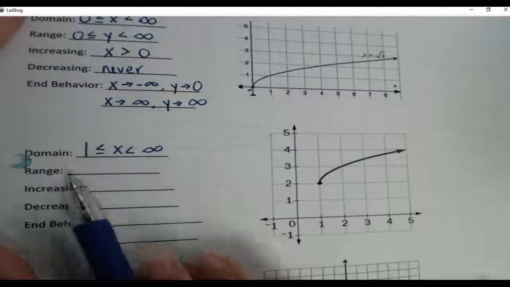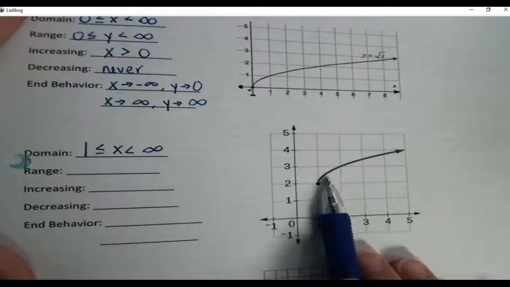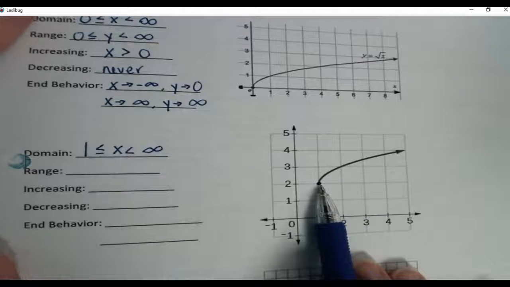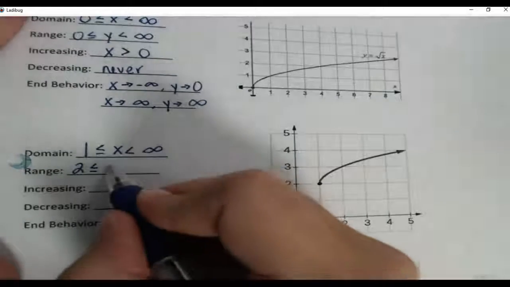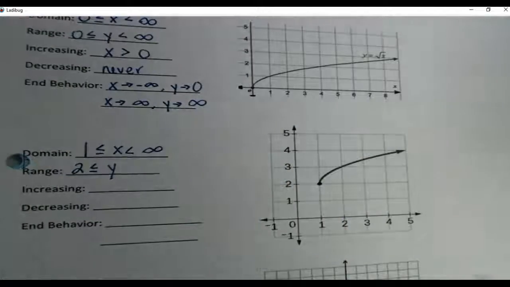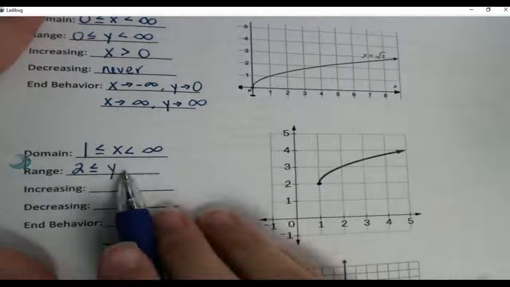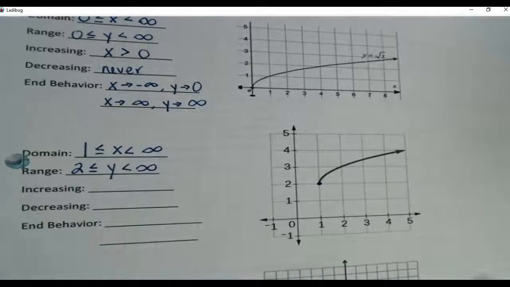Alright, so then if we're looking at the range, we want to know how far down does this graph go. So what's my smallest y value? 2. Is less than or equal to, and again now we're looking at y's because it's the range. And then how far up is it going to go? Good, infinity as well. Questions?